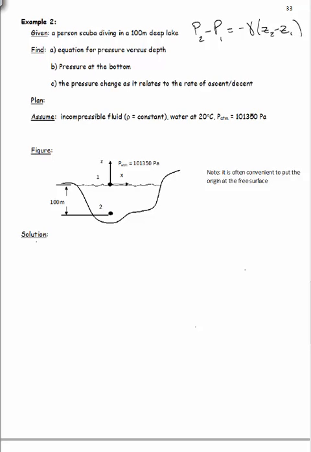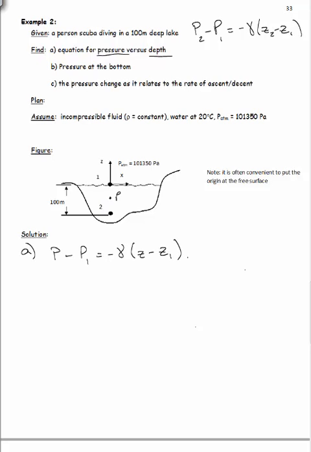For part A, let's start with our hydrostatic equation, but we want an equation for any old pressure versus any old depth. That would be our P2. Let's call P2 just P for this case, just any P anywhere in there. That way it looks more like a variable. So P minus P1 is equal to minus gamma times (Z minus Z1).